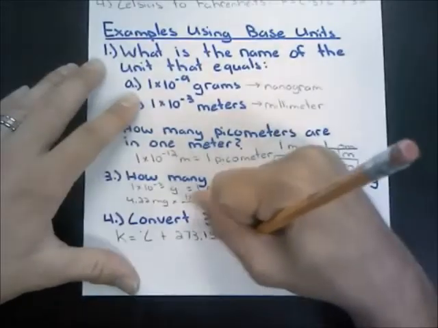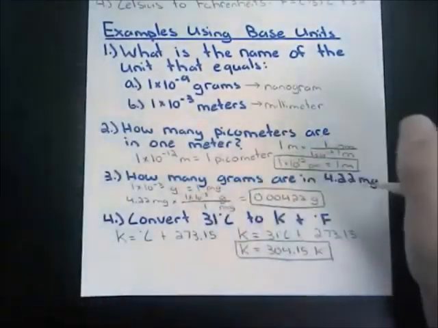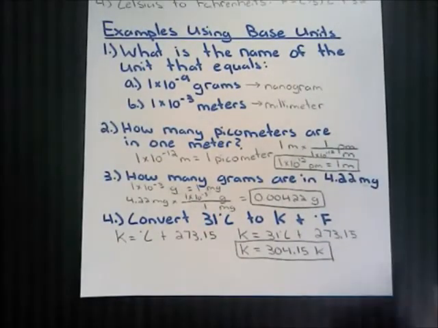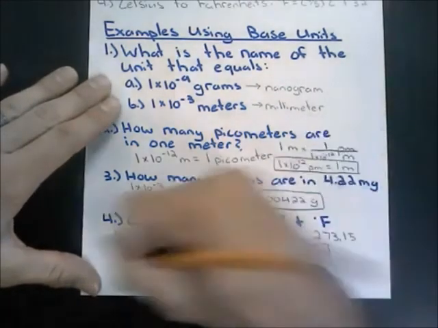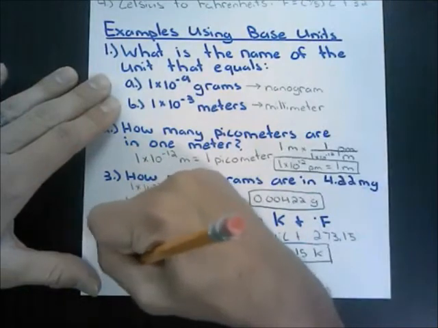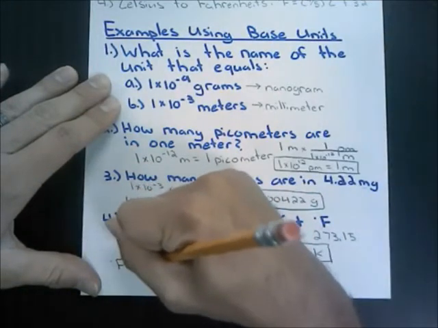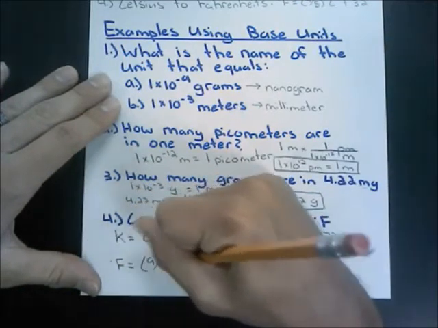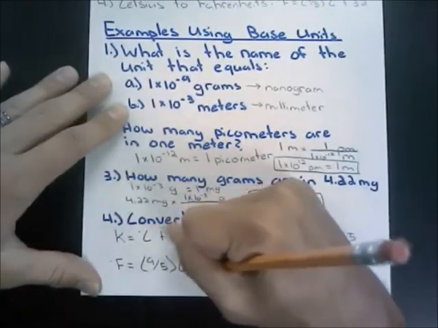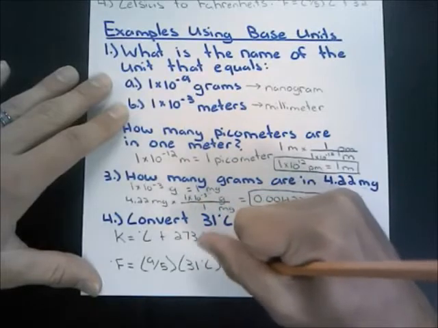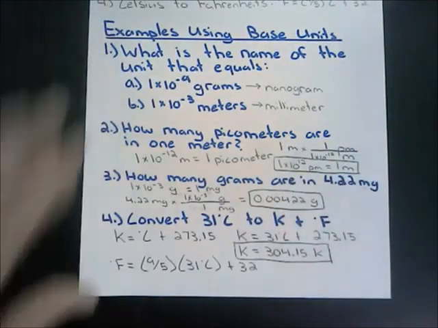Now, to go from degrees Celsius to Fahrenheit, what we have to do is take 9/5 the value of our degrees Celsius and then add 32. So again, degrees Fahrenheit, we take 9/5 times our degrees Celsius temperature, which is 31 degrees. And then we add 32.